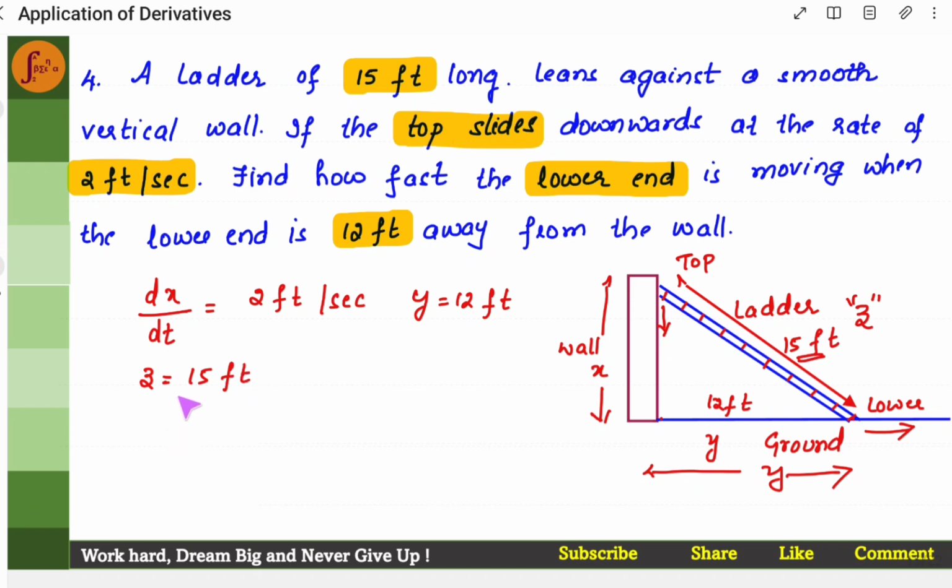Now what we'll have to do is find out how fast the lower end is moving. The lower end is this one, the y coordinate. How fast is the y coordinate moving? So you'll have to find dy by dt. This is what we need to find ultimately. We need to get the formula for y. That's how we can find dy by dt.